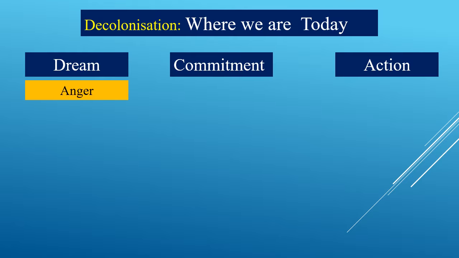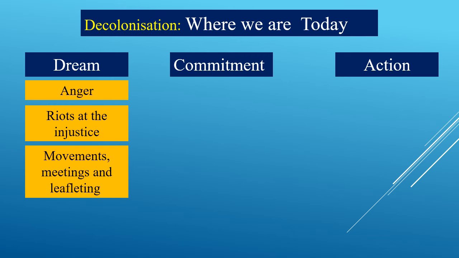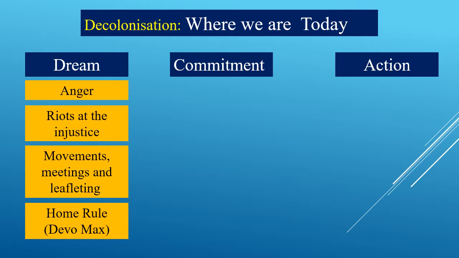The dream comes from anger, the way you're treated. You don't have freedom, you don't have political freedom, and you're often oppressed. But you have a dream, you remember the past. Depending on how long things take, usually at various times during their colonisation, the colonised people have riots, trying to correct things. They eventually feel secure enough to create movements, and they have meetings and leafleting, which I've tried to show in this presentation.